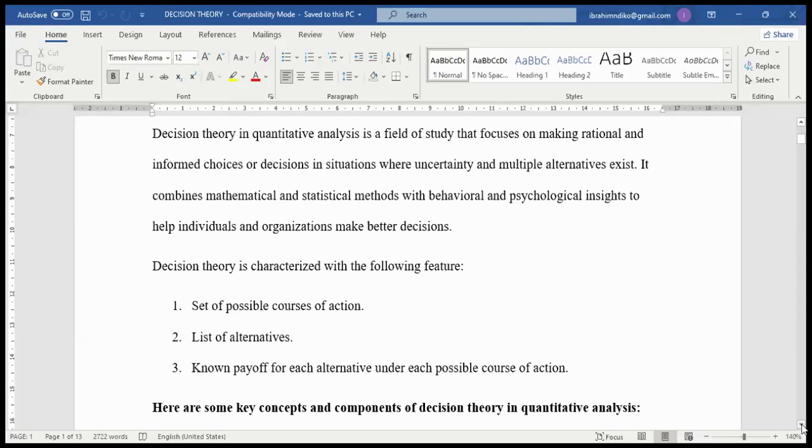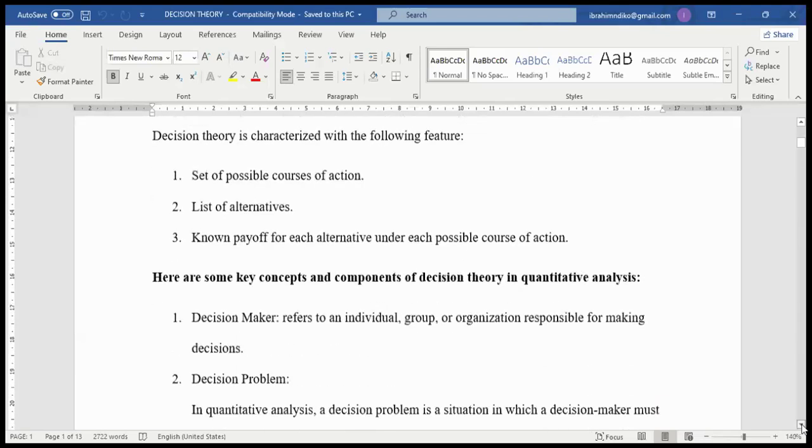Decision theory is characterized by the following features. Number one, it must have a set of possible courses of action. When we were talking about the decision, we said it refers to the set of possible courses of action, which has various alternatives. Number two, it must have a list of alternatives available, the ones a person may choose from. And the last one, it must have payoffs. The payoffs must be known. When we talk about payoffs, we might talk about profit or losses. So you need to know the final profit for a particular decision and the final loss for a particular decision, so that you can make an informed decision.